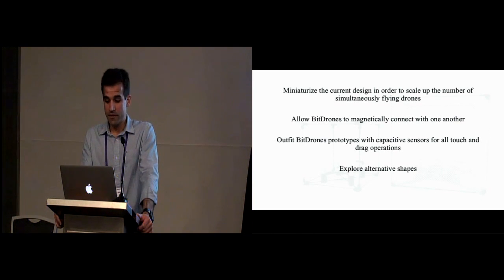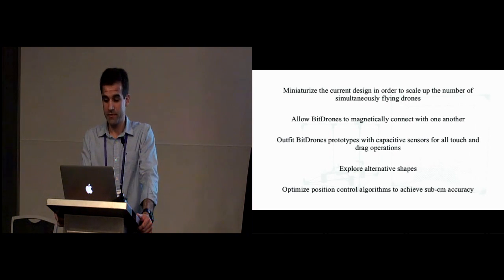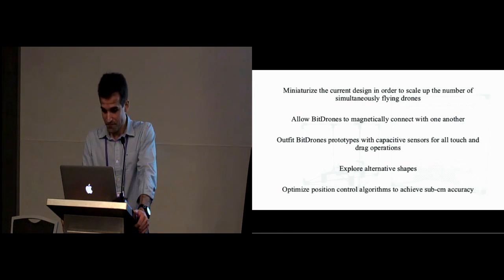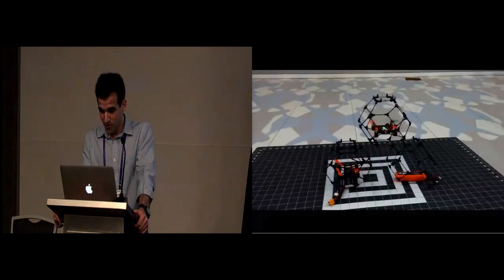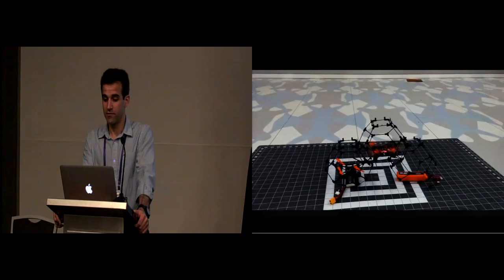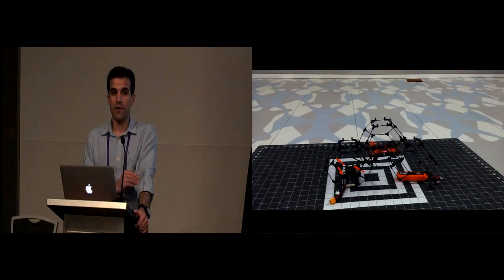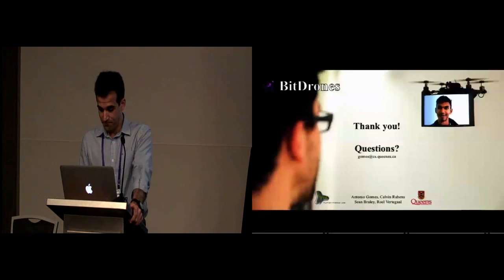We will explore alternative geometries towards space-filling tessellations, and we expect to optimize position control algorithms to achieve sub-centimeter accuracy along each axis. We were able to achieve some of these by now. So as you can see in this video, we show a truncated rhombic octahedral BitDrone landing between two stationary drones in order to create an arc structure. So this somehow addresses the sparseness issue, as well as the flying on top of each other issue, because we are able to connect them in non-adjacent phases.